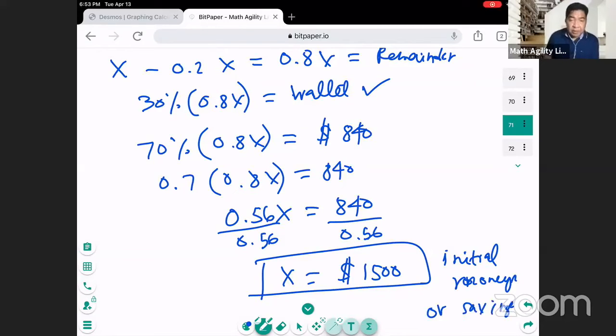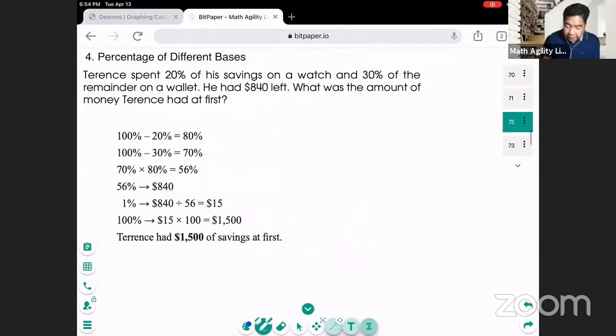Okay, so we solved this problem. Let's see how Singapore Math solved this question. Okay, so he first subtracted the percentage he spent on a watch. So 100% minus 20 would be 80%. And then subtract the amount of the remainder he spent on a wallet, which is 30. So he got 70% here.